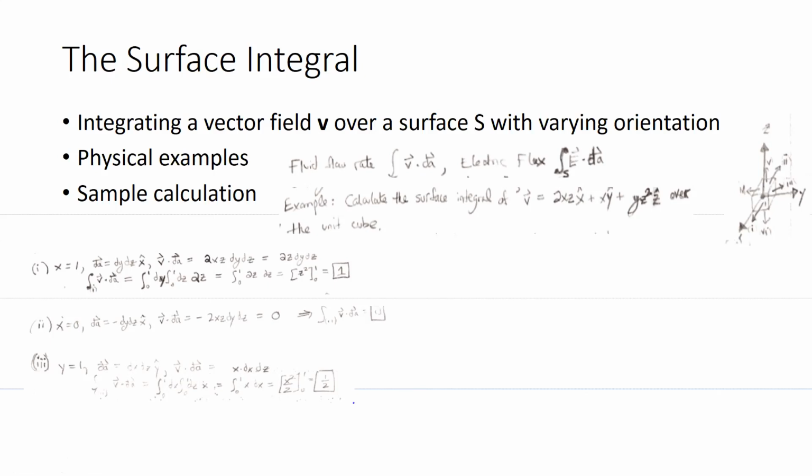Okay, so we're able now to integrate over side 3. This says 3 here. It's a little bit light, I apologize. So the integral of v dot dA is going to be the integral from 0 to 1 of dx, since that's a unit cube, times the integral from 0 to 1 of dz times x. Well, the integral from 0 to 1 of dz is 1. The integral from 0 to 1 of x is x squared over 2, and so we get a value of 1/2.